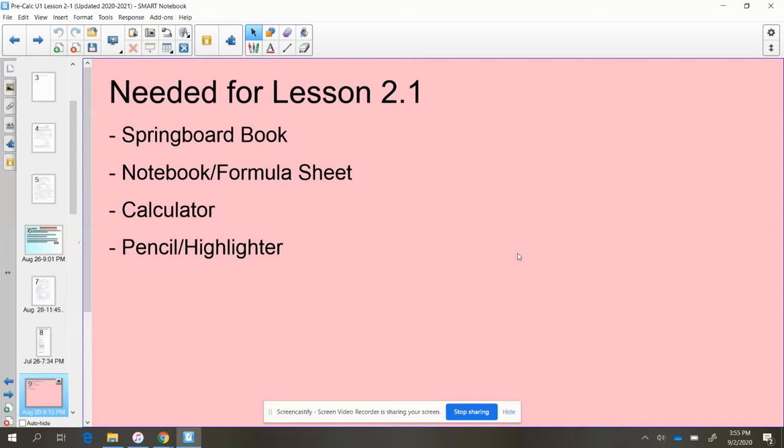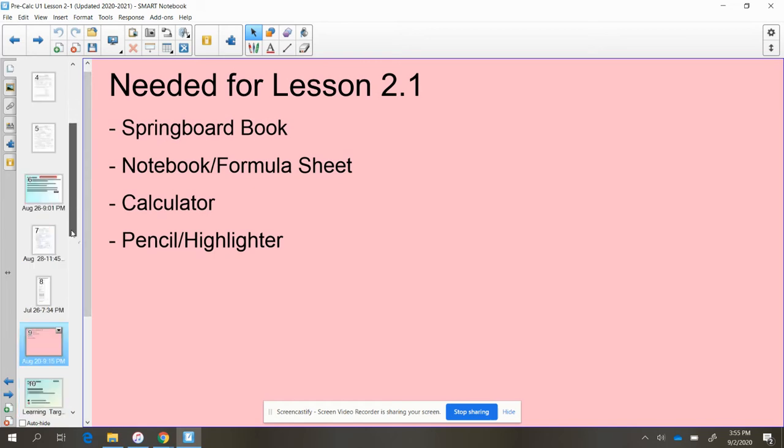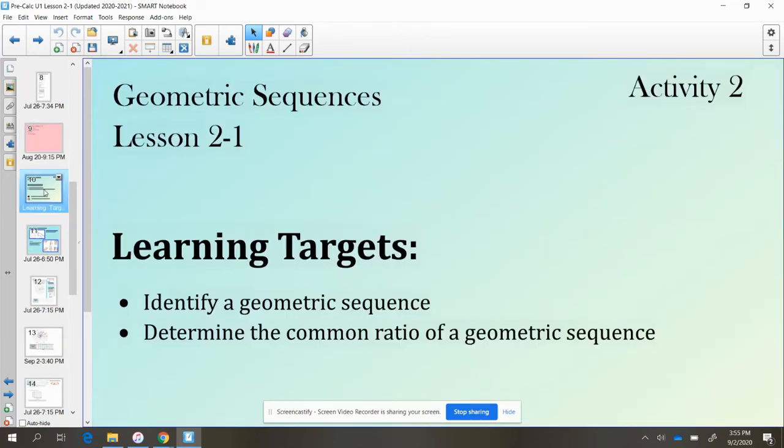Hi everybody, we are shifting into activity 2 here. So you'll need your book, formula sheet, calculator, and a pencil/highlighter. Either keep a running tally with that formula sheet, or you may want to start a new one for activity 2, similar to what I would have had you do in the classroom.